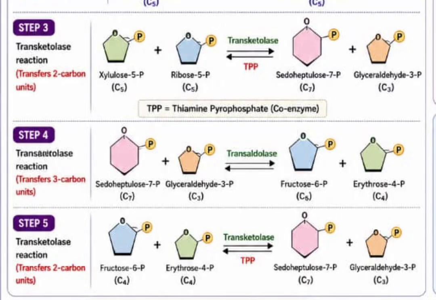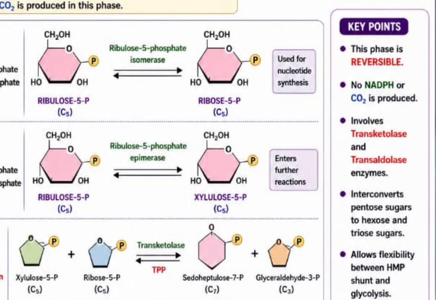So when we break down sedoheptulose 7-phosphate, you give 3 carbons to glyceraldehyde 3-phosphate. It will form fructose 6-phosphate and erythrose 4-phosphate. Are you getting that? And so when we do this, we are forming glyceraldehyde. Glyceraldehyde is an intermediate of glycolysis. One thing you have to remember is that this is a reversible phase, and we are not forming any NADPH and CO2. CO2 is not being produced, NADPH is not being produced.